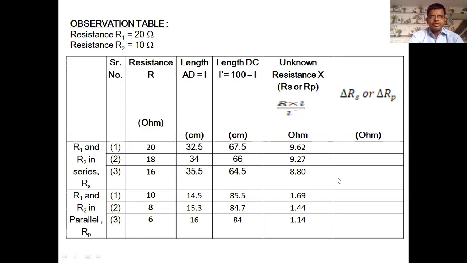Second, 18 multiplied by 34 divided by 66. So you get the answer 9.27. And then 16 multiplied by 35.5 divided by 64.5. So you get the final answer 8.80. So simple calculation. Now the second part, it is the parallel.